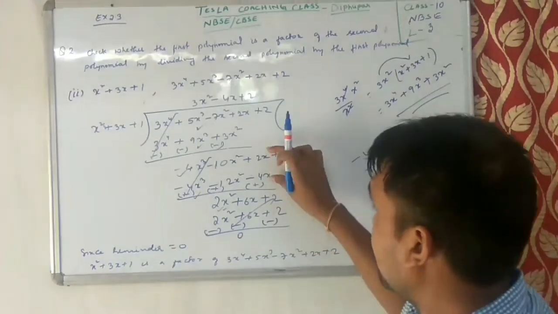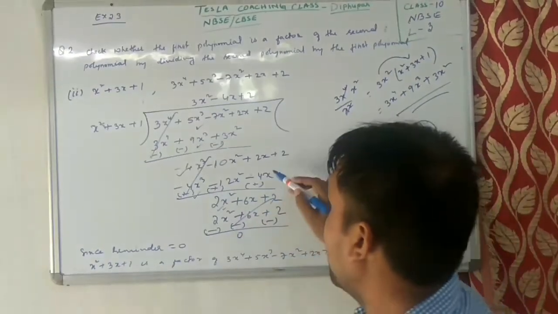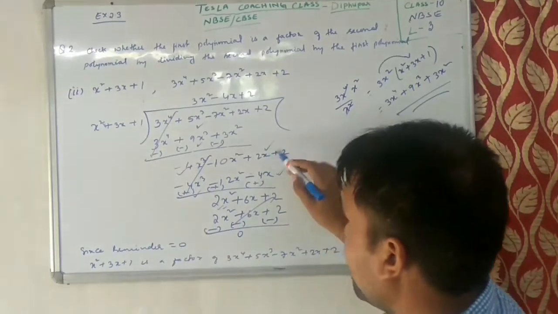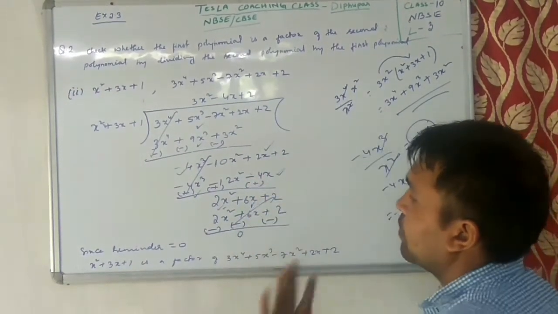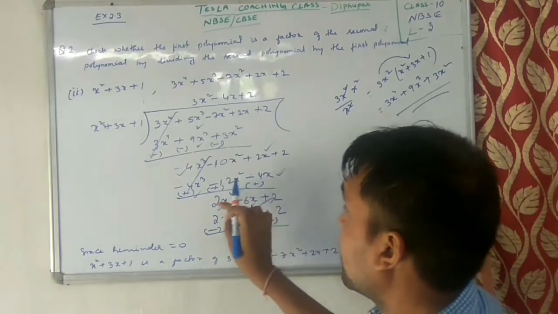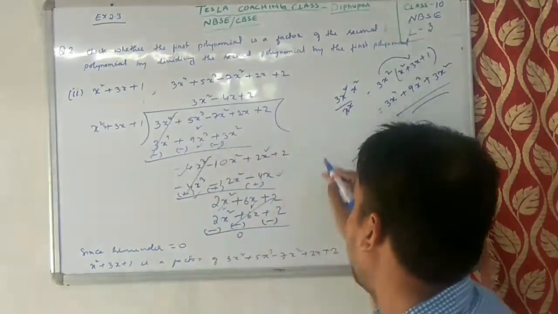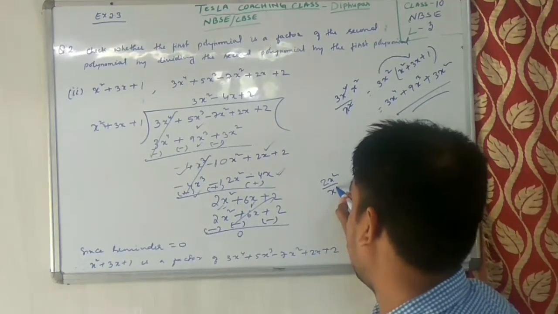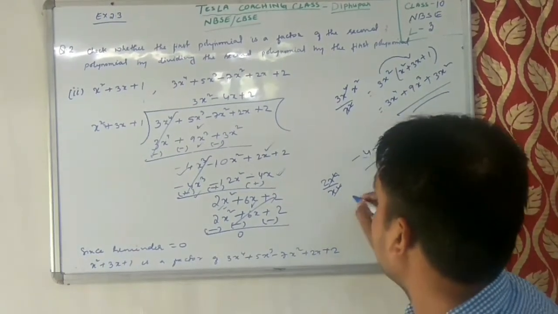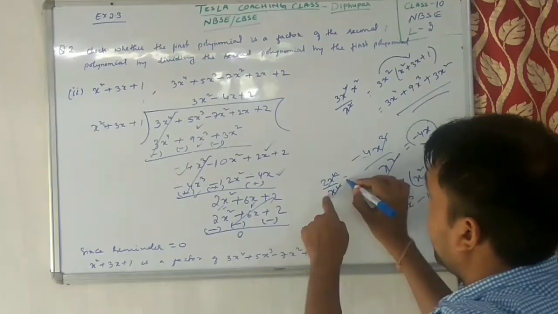So here if you do the operations, both of it minus, plus 4x plus 2x, so you will get what? 6x. And this 2, it will come as it is. Again, same thing. The first term and this first term, you have to divide it. So when you are dividing x squared by x squared, you are getting what? 2. Here we are getting 2.